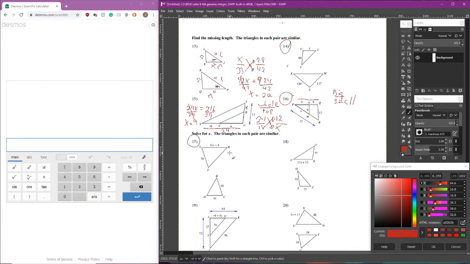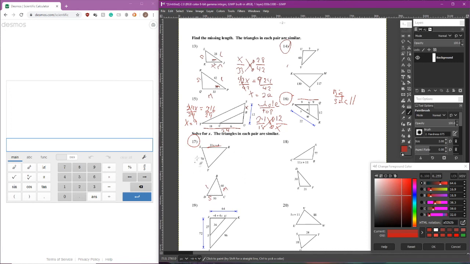Number 17, these triangles are also similar. They're going to be a little bit different because, look, on one side we don't have just a single x, we have actually an expression. It still is good to start the same way that we did before by writing our smalls and our mediums. There's our large side over there with nothing on it, so we'll ignore it.